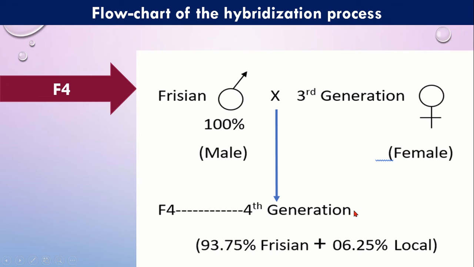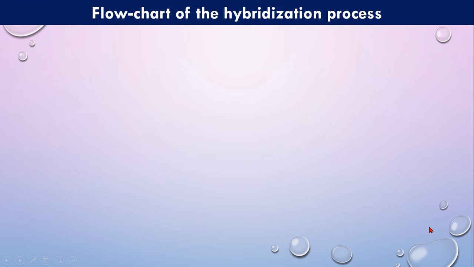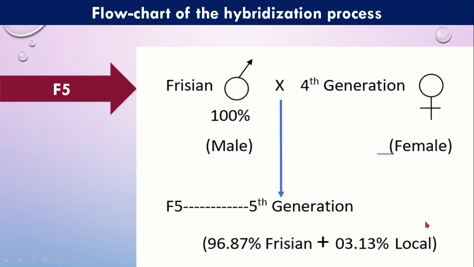If that produces a male, the process will stop here. You have to start from the previous one again. If that one is female, you can continue the process till 100% hybridization or 100% hybrid. Next is again Friesian improved variety semen injected to the fourth generation, and the fifth generation comes out.